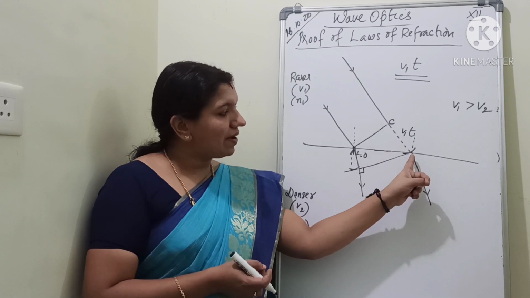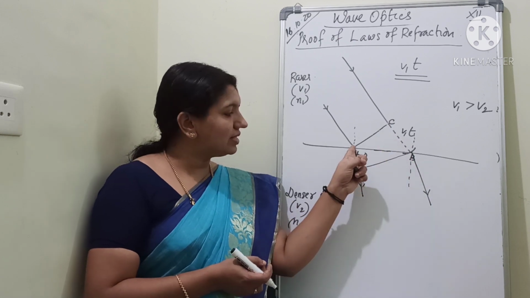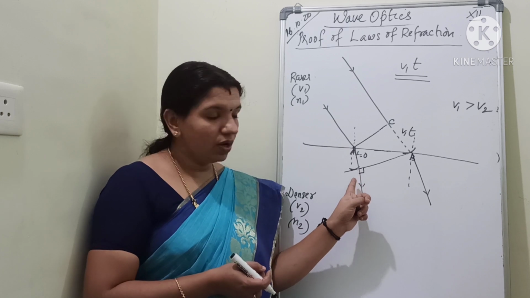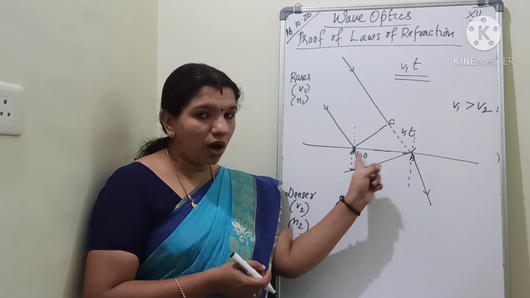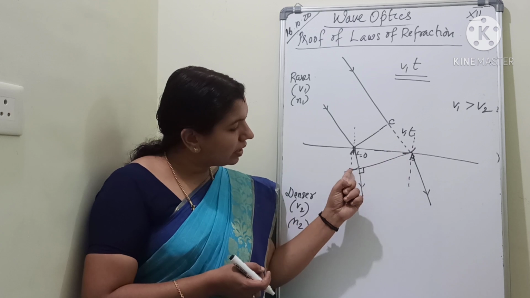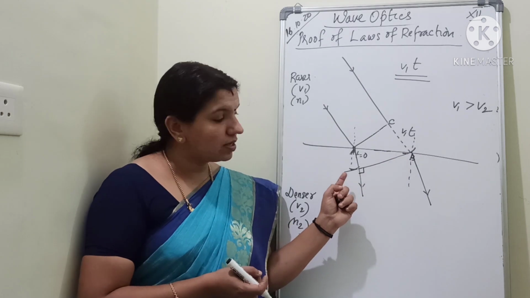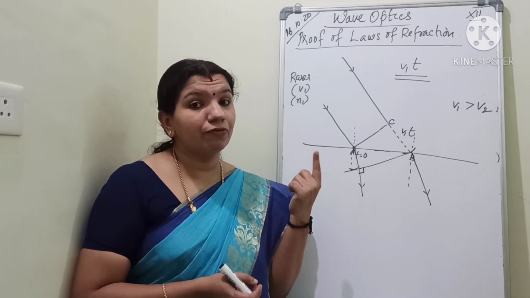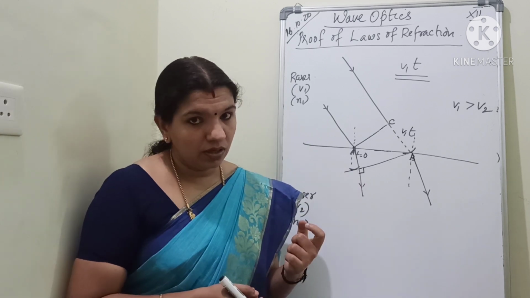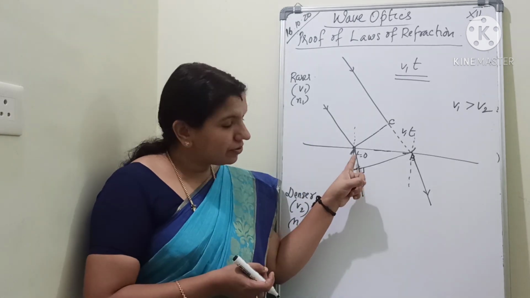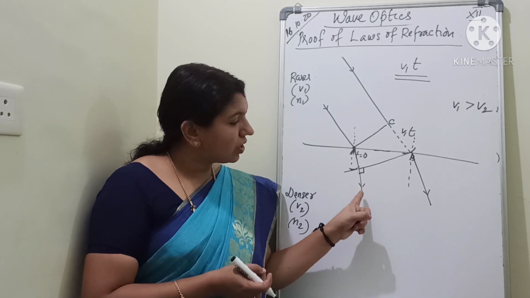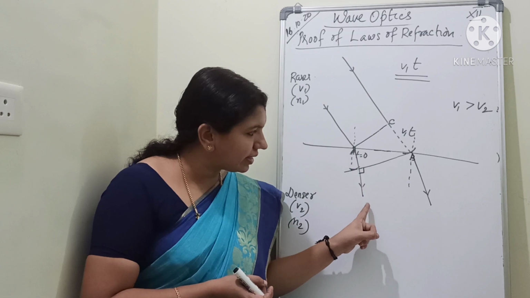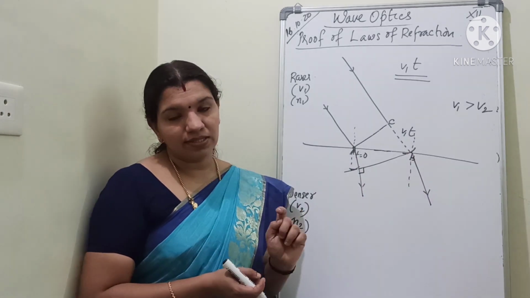So the distance traveled here will be more when compared to the distance traveled from this point to that arc. Here we can draw two arcs, and I have drawn a common envelope for the arcs, so that I get a new wavefront, which is our refracted wavefront. Now the ray I can draw, because the ray is always perpendicular to the direction of the wavefront. So this is my refracted ray.